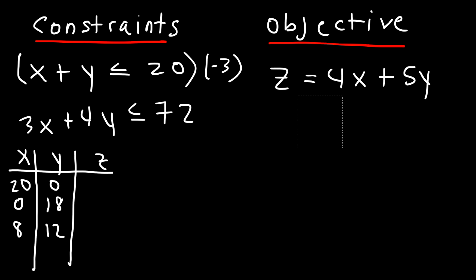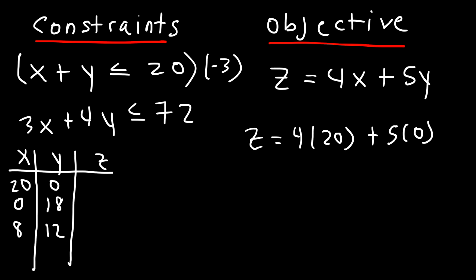So we need to calculate z and determine which of these 3 points will give us the maximum z value. So let's start with the first one, 20, 0. So z is going to be 4 times 20 plus 5 times 0. 4 times 20 is 80.